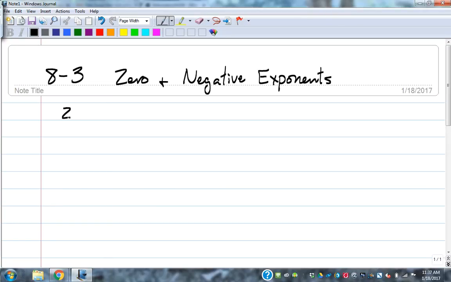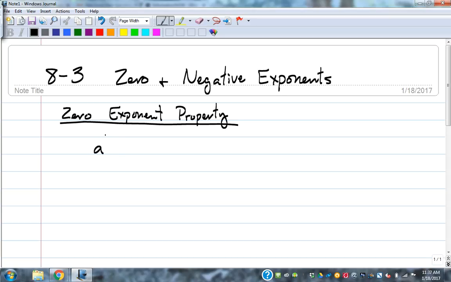All right, we'll start with the easiest one, the zero exponent property. The zero exponent property is the defined rule for when zero is the exponent. You probably already know it. Anything to the zero power is equal to what? 1, always. Every time, never going to change.